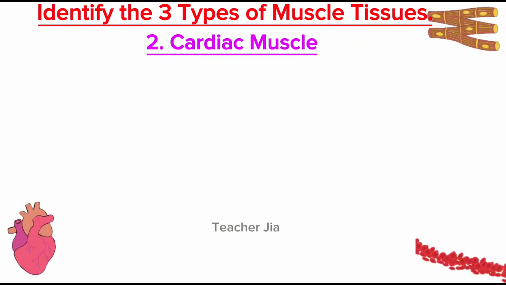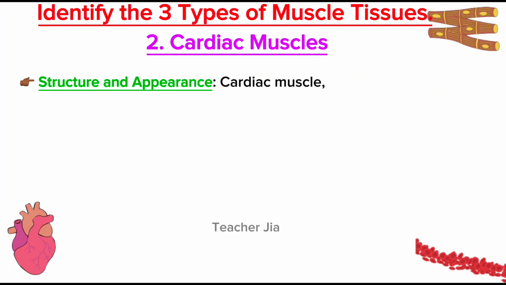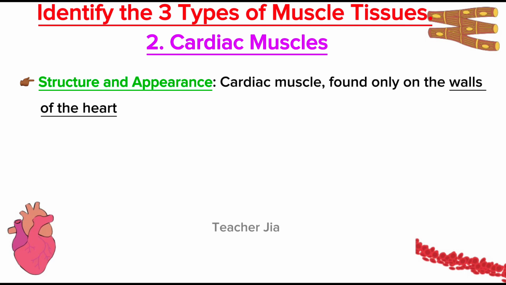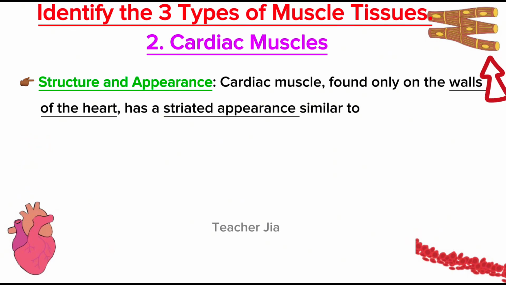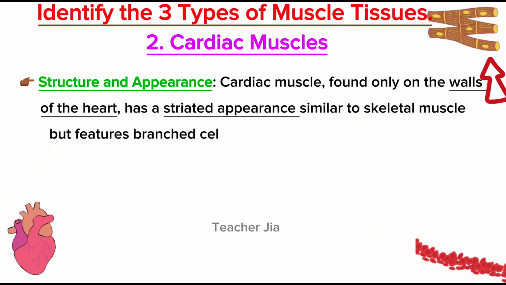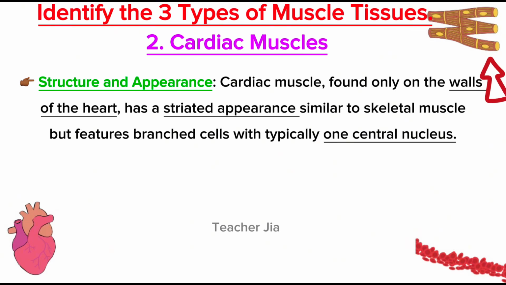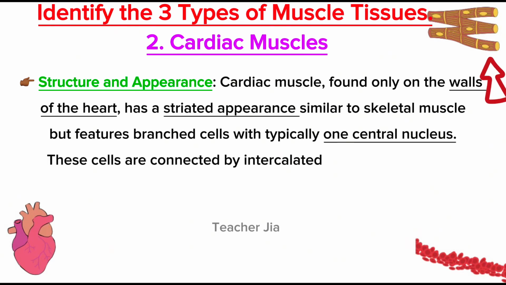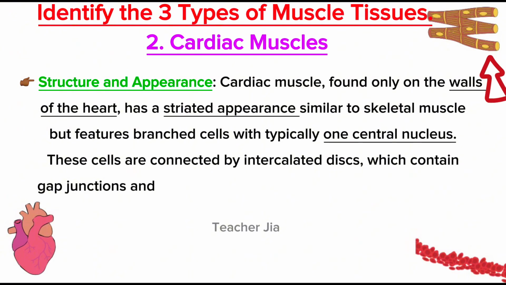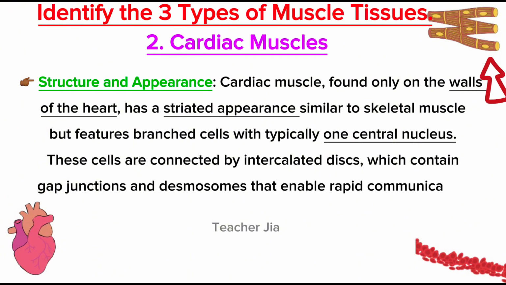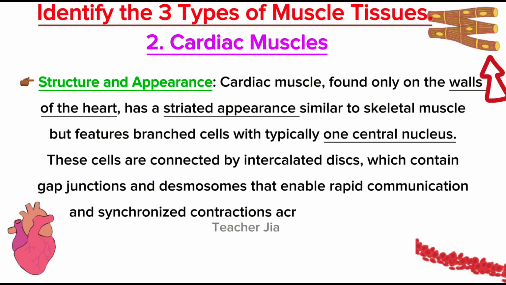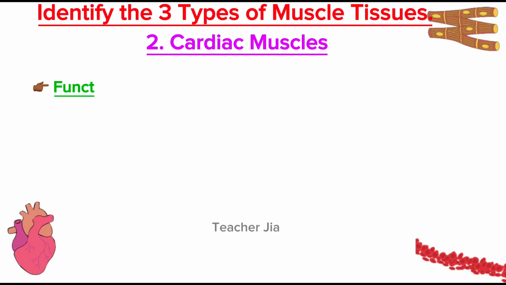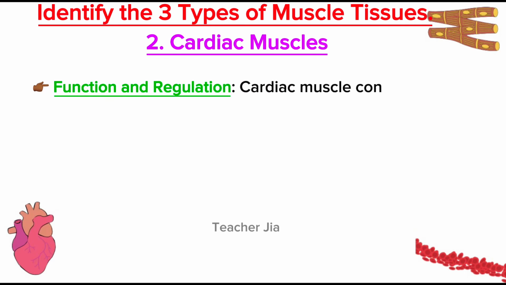We move to cardiac muscles. So let's talk about the structure and appearance of cardiac muscles. Cardiac muscle, found only in the walls of the heart, has a striated appearance similar to skeletal muscles, but features branched cells with typically one central nucleus. These cells are connected by intercalated discs, which contain gap junctions and desmosomes that enable rapid communication and synchronized contractions across the heart muscles.